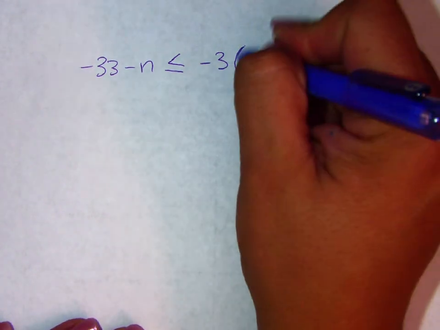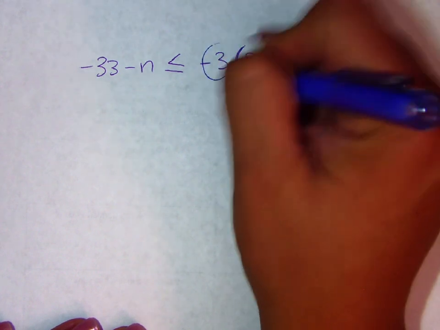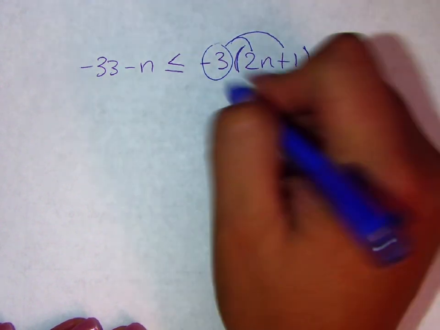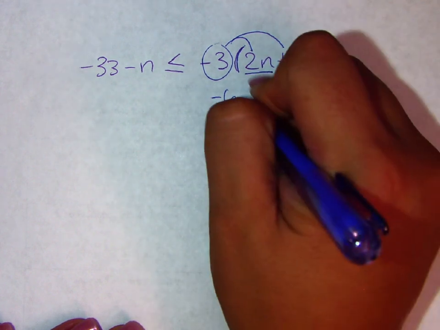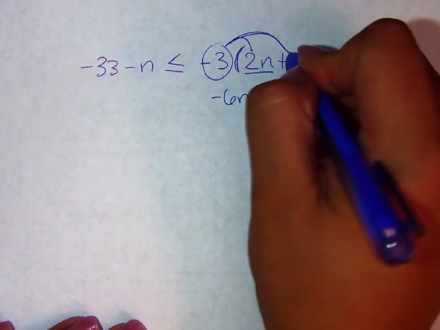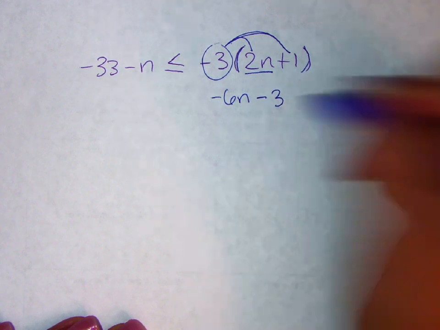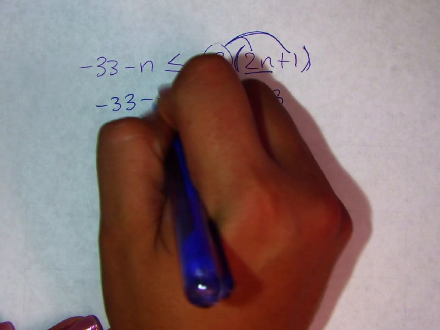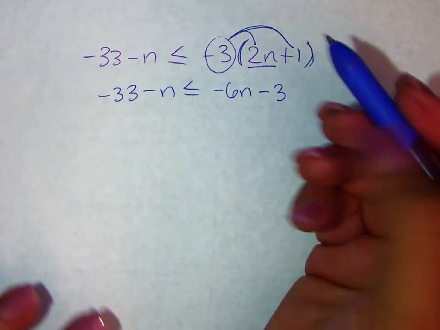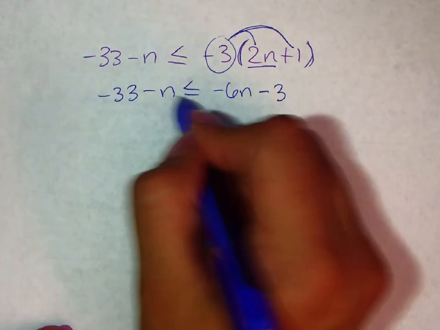If we have parentheses, we are going to start right there. We're going to distribute this in there. So negative 3 times 2 is negative 6, and then it has an n. So negative 3 times 1, that's negative 3. So distributing happens first.